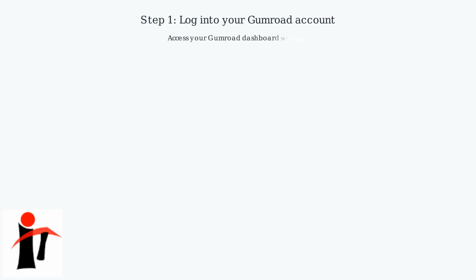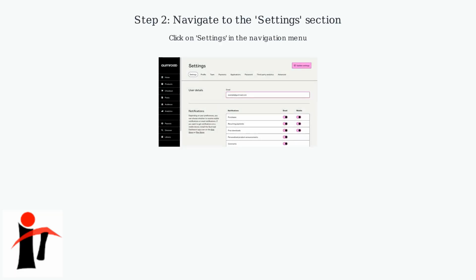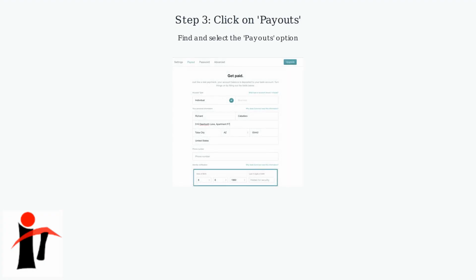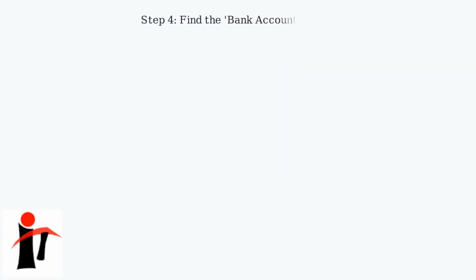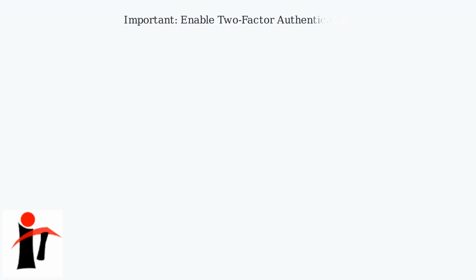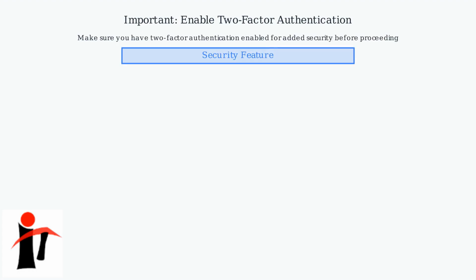First, log into your Gumroad account using your credentials. Navigate to the Settings section in your Gumroad dashboard. Then, click on Payouts to access payout management. Here, you'll find the Bank Account option. This is where you'll manage your banking details. Make sure you have two-factor authentication enabled for added security before proceeding.